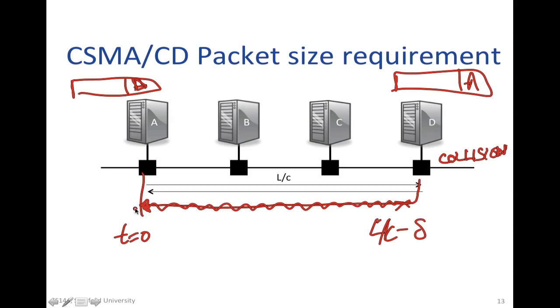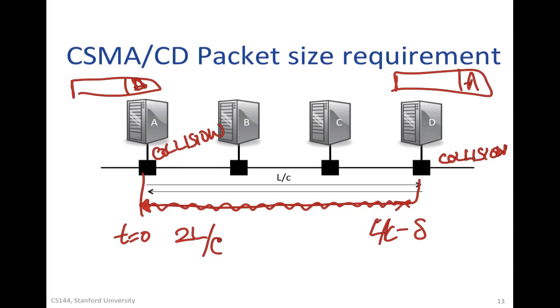Eventually the first bit will reach A. If A is still sending the packet towards D, in other words, if it hasn't reached the end of the packet yet, then A will detect the collision as well. It will detect that collision after L over C from when it started, and then another L over C until the packet is finished. So 2L over C in the worst case is the time from when A starts sending a packet until it hears of the collision.